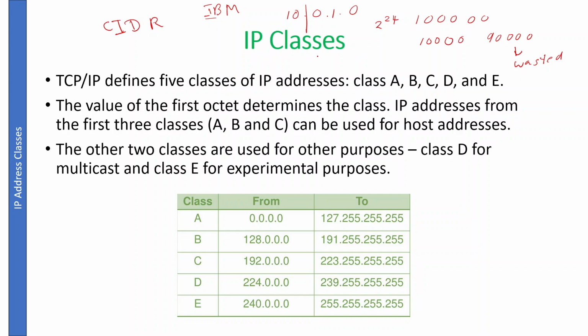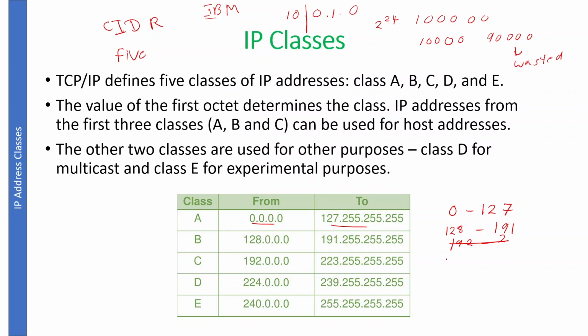Now we have IP classes. When it comes to IP classes, we have 5 classes, right? Class A will start from 0 to 127. Then class B starts from 128.0.0.0 to 191.255.255.255. So this one is from 128 to 191, class B.